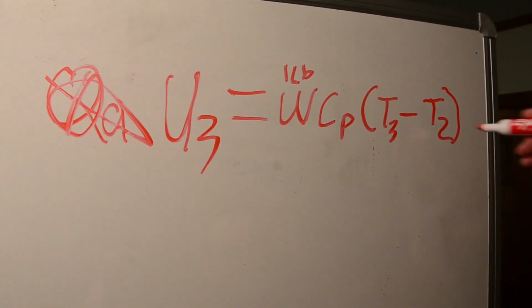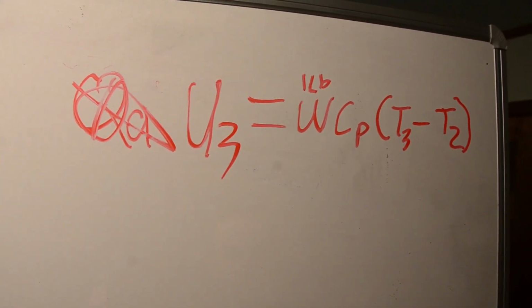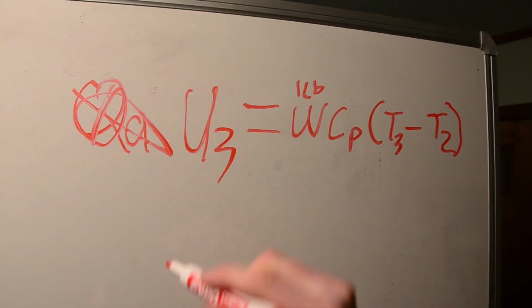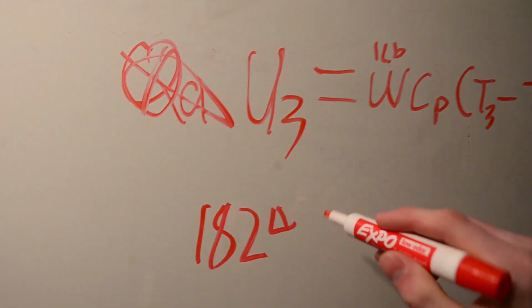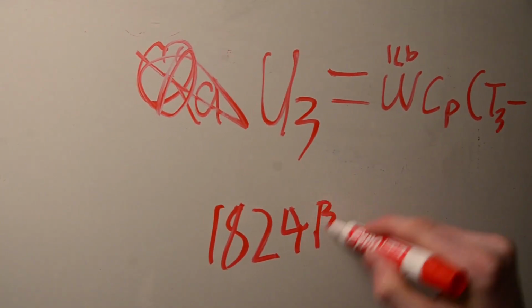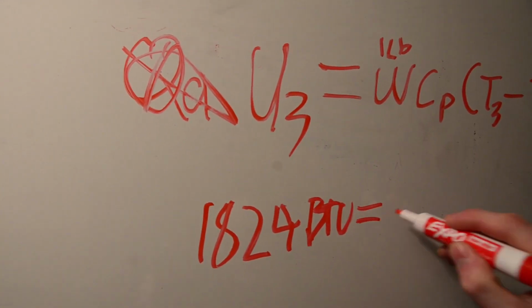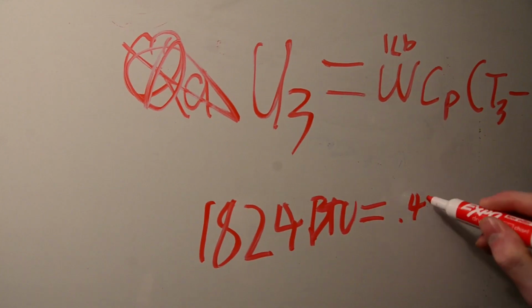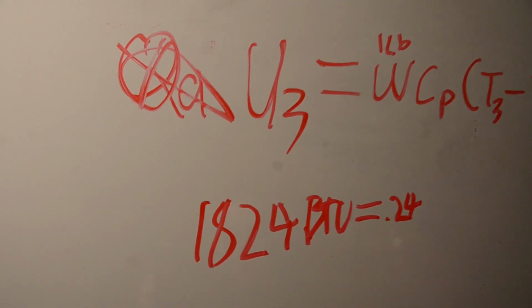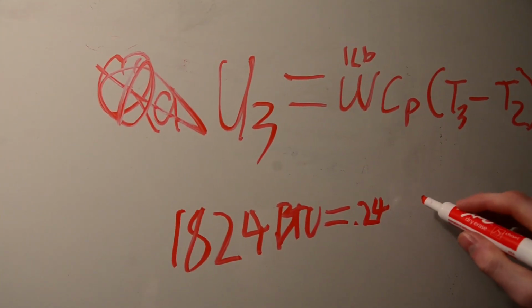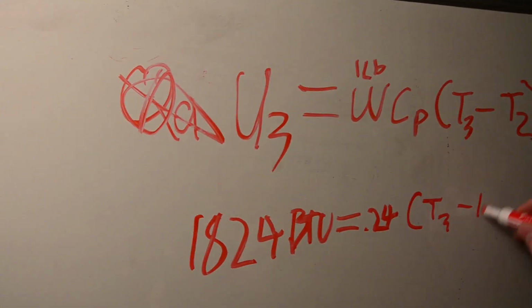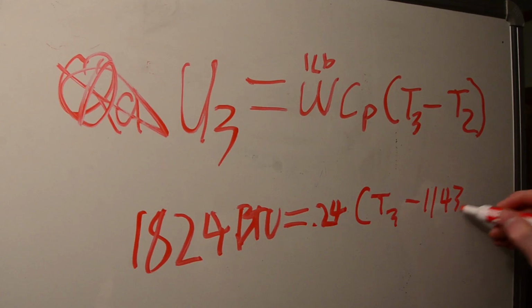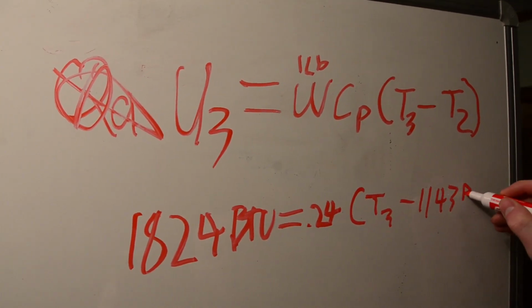Now this would seem simple enough, right? Now, if we add that all together, it was approximately 1824 BTU is equal to 0.24, don't know why I did that, times T3 minus 1143 Rankine.